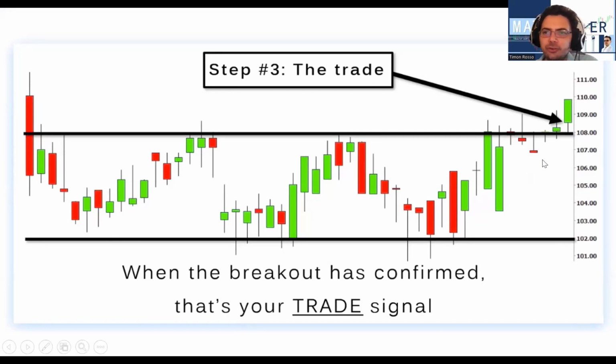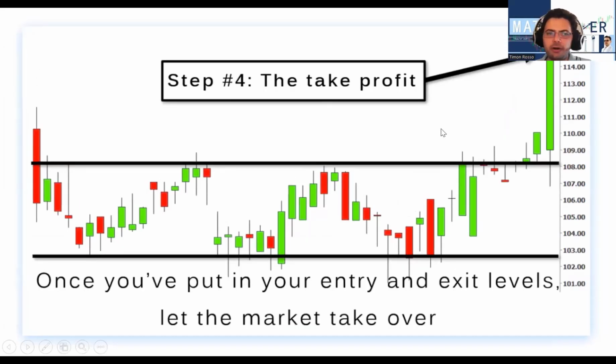When the breakout has confirmed, that's your trade signal. That is where you get in. The open of it, you get in. And if you miss the open and the market continues up or down, just take the trade and change your stop loss and take profit according to your risk to reward levels. And step 4, the most important, once you've taken the trade, is leave it alone. Let the market take over. Once you've put in your entry and your exit levels, let the market take over.